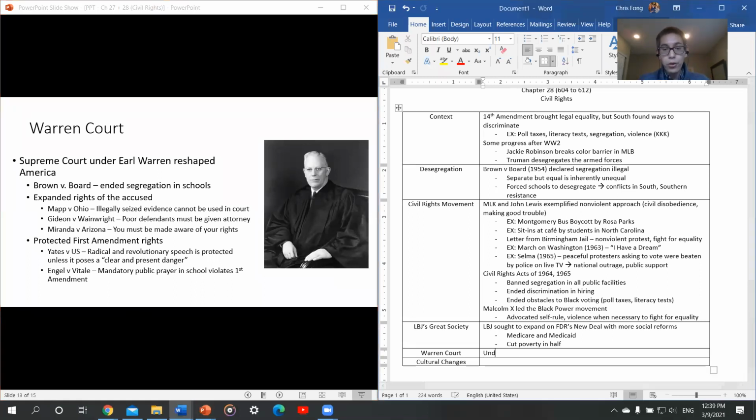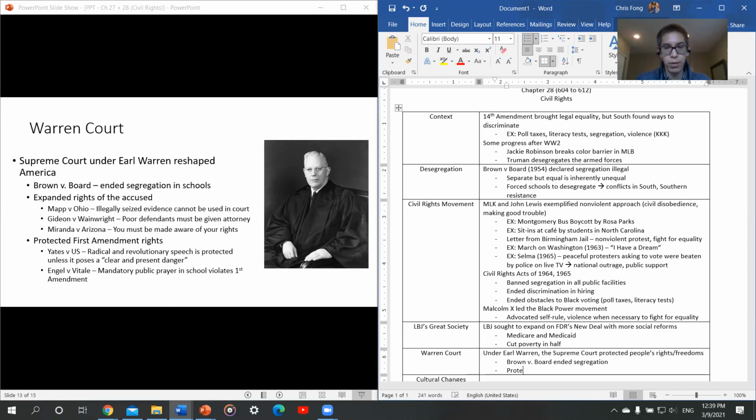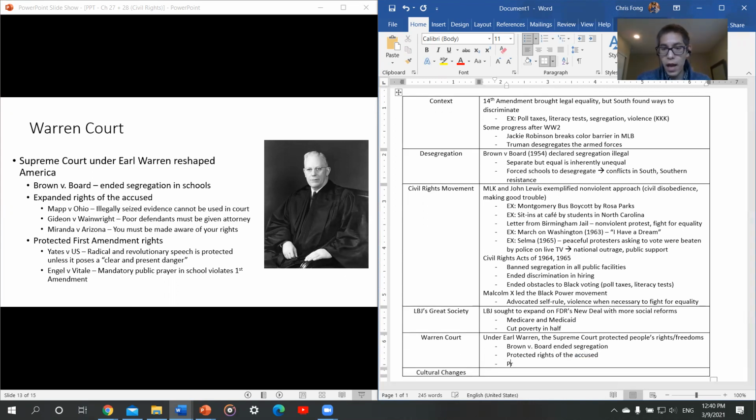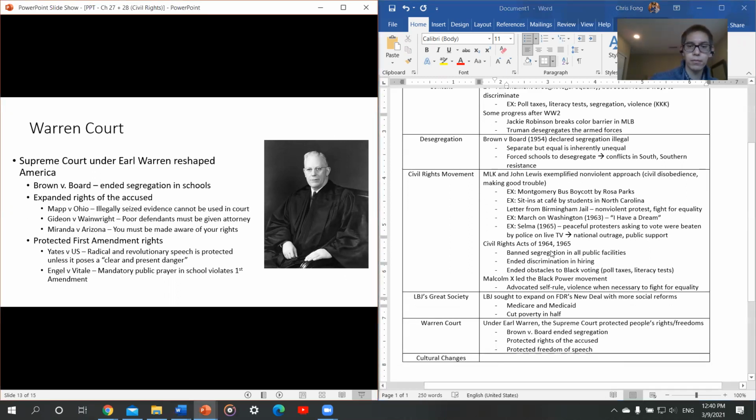So again, we'll say here, under Earl Warren, Chief Justice Earl Warren, the Supreme Court, let's say, protected people's rights and freedoms, let's say. So some most notable ones, Brown v. Board, obviously, ended segregation. He protected the rights of the accused or of defendants. And he protected our freedom of speech and freedom of expression.